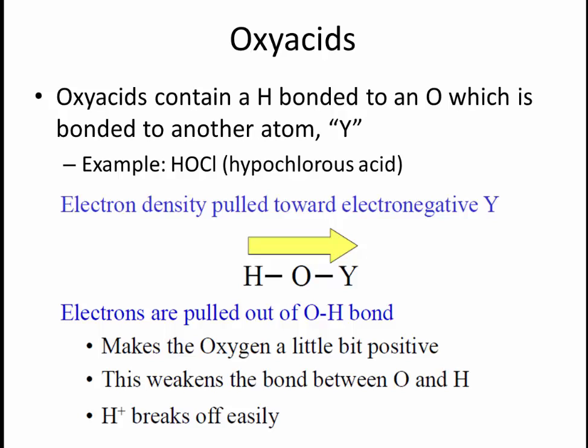And as electrons are being pulled that way towards Y, that makes the oxygen a little bit positive. That weakens the bond between O and H. That bond right there is being weakened as electrons are being pulled away from it, and that allows this hydrogen to break off more easily. And remember, stronger acids are ones that generate hydrogen ions more readily, so if it has a hydrogen breaking off easily, it's going to be a stronger acid.